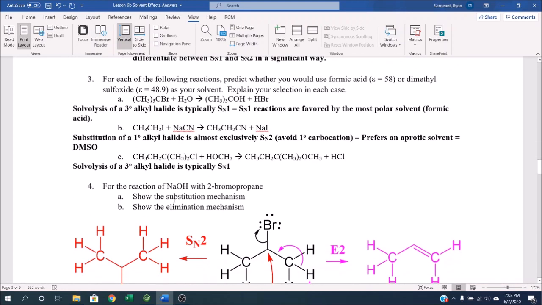So this last one right here, if you draw the structure out, this is also a tertiary alkyl halide. I'm doing a solvolysis reaction, just not with water. This happens to be methanol. So this is a methanolysis reaction, but it's SN1. And so SN1 reactions prefer the most polar solvent, which would be the formic acid.